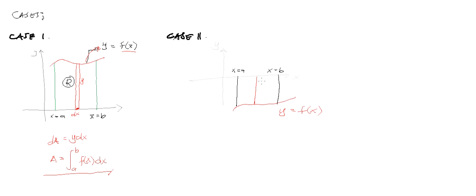our strip can be represented by negative y, since it's located below the axis, negative y, which is equal to negative f of x. And then this part here is our dx, and having this, our dA is equal to this negative y multiplied by the dx.